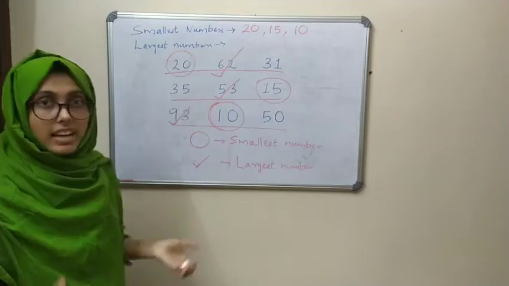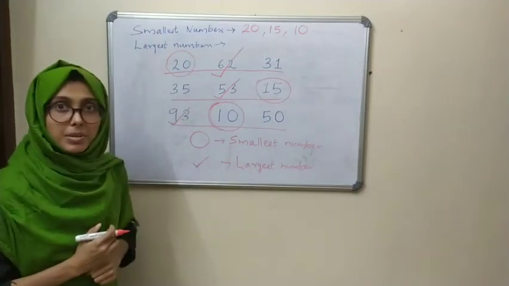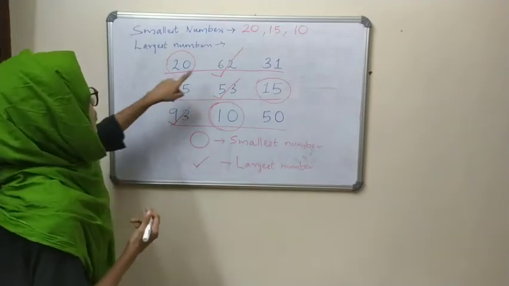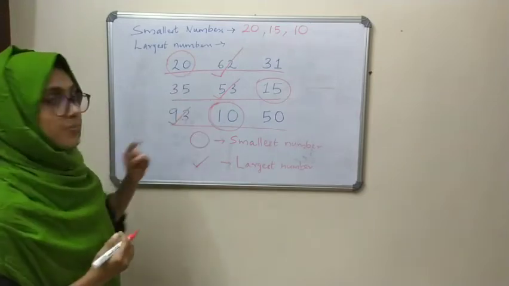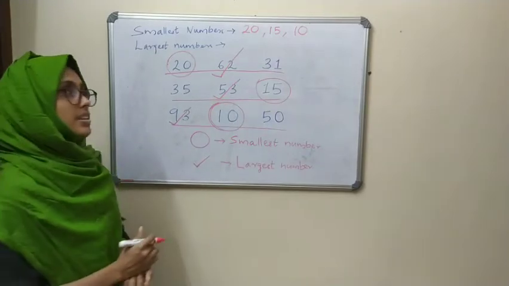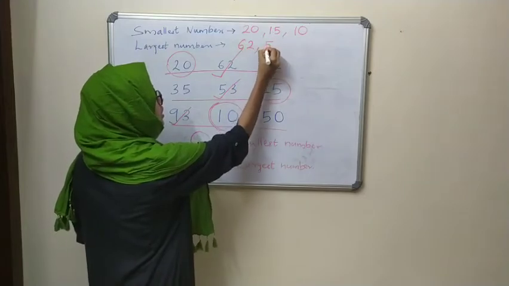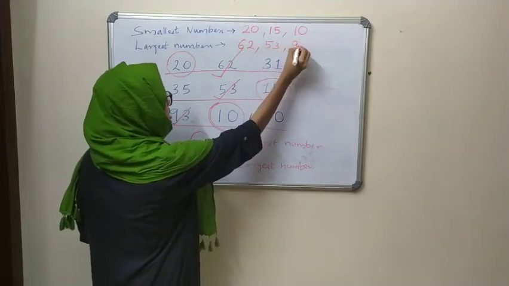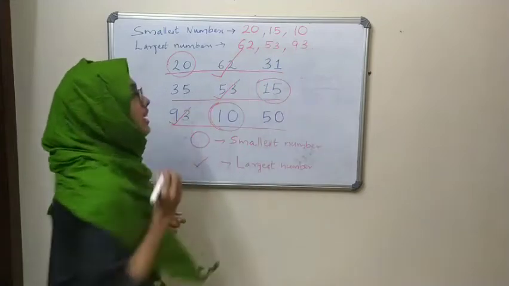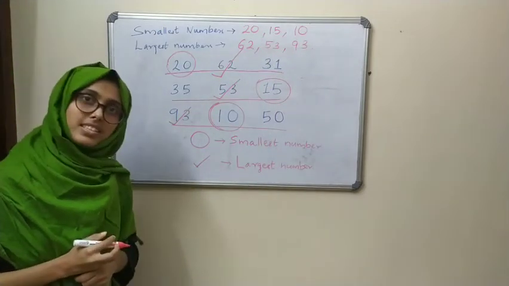Now which are the largest numbers? We put a tick to the largest numbers, isn't it? So this and this. 62, 53 and 93 are the largest numbers. So I will write that here. 62, 53 and 93. Is it right? Yes.